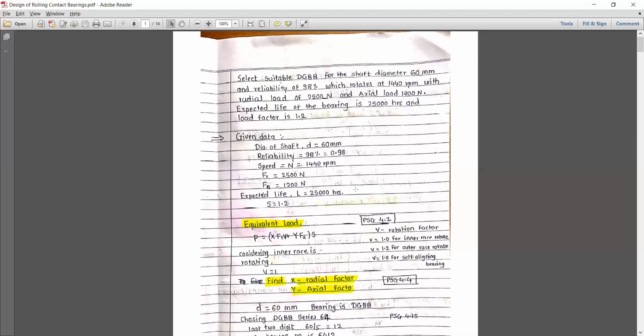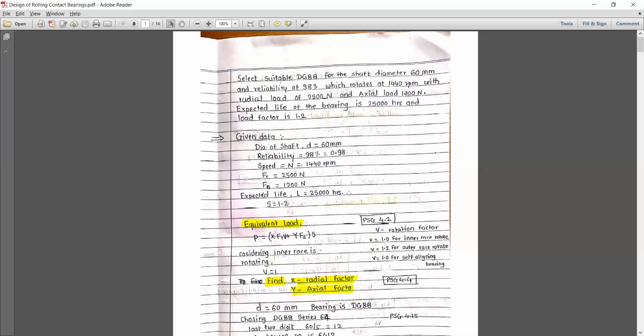Expected life, which you can denote as L98 or L, is equal to 25,000 hours. Then service factor or load factor, denoted by S, is 1.2. Now this much data is initially provided. Based on the type, as we discussed, DGBB, series numbers 60, 61, 62, 63 and 64 are applicable with respect to DGBB. Out of that you can find out the suitable bearing.